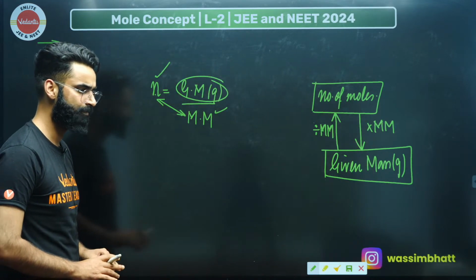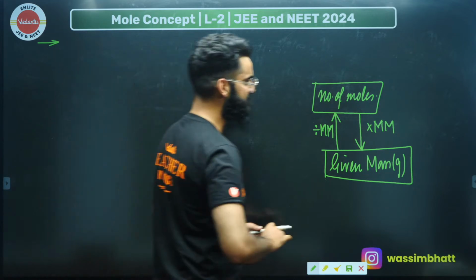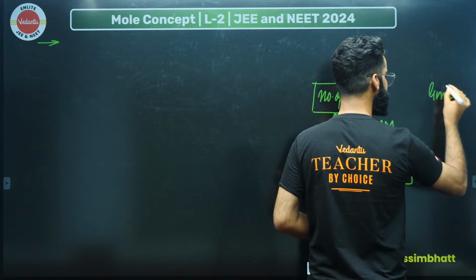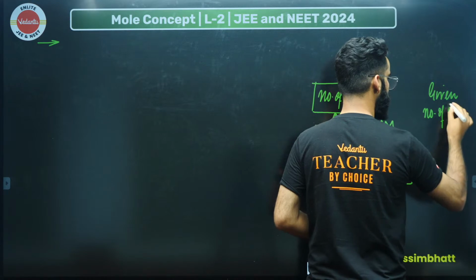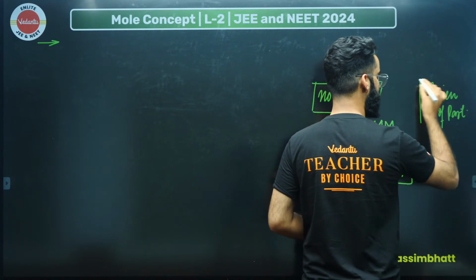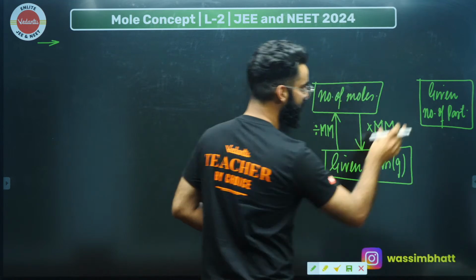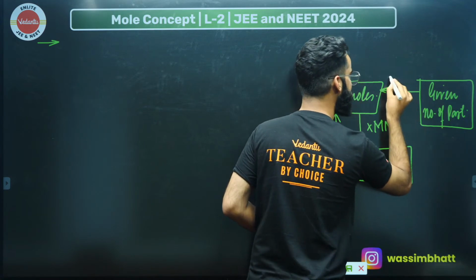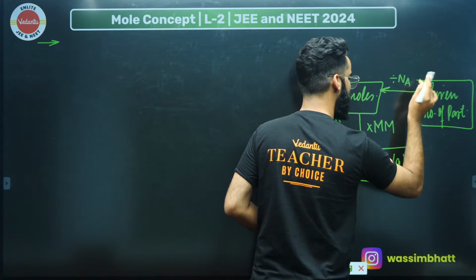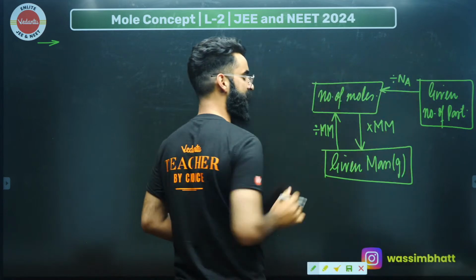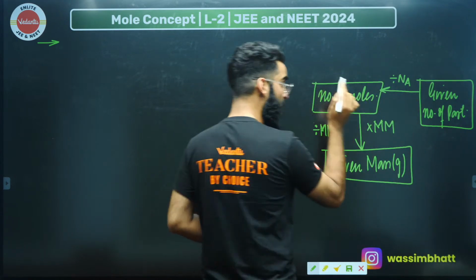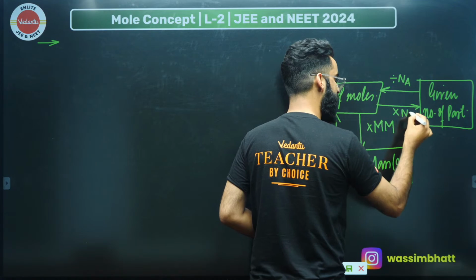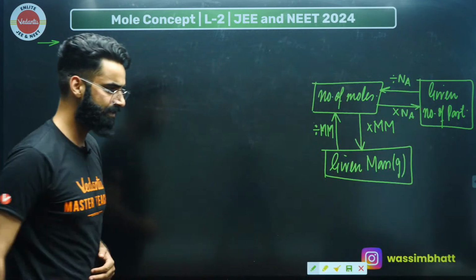As simple as that. Now at the same time, there is one more way by means of which we can calculate the number of moles. I'm writing given number of particles. And these particles can be your atoms, molecules, etc. Whenever we are given the number of particles and we are supposed to calculate the number of moles, how do we do that? Just divide the given number of particles by Avogadro's number, and you'll be getting the number of moles. In a similar way, if the number of moles is given and the number of particles is to be calculated, just multiply the number of moles by Avogadro's number, and you'll be getting the number of particles. As simple as that, right?